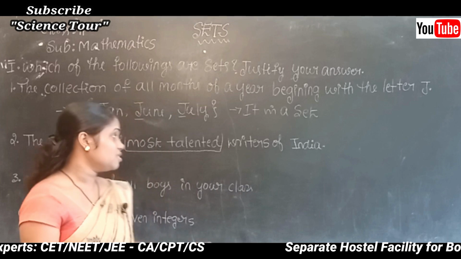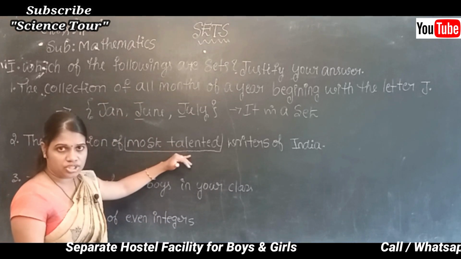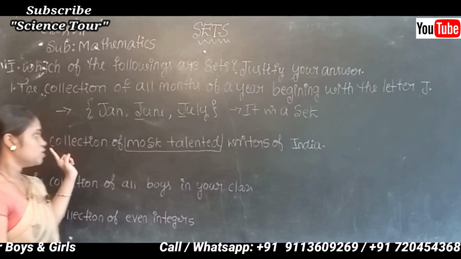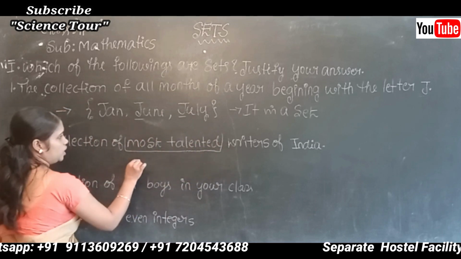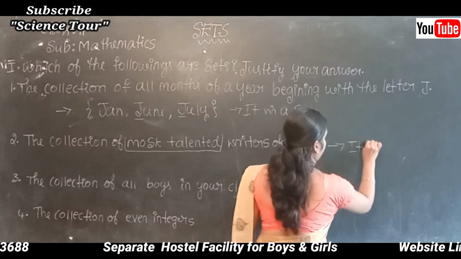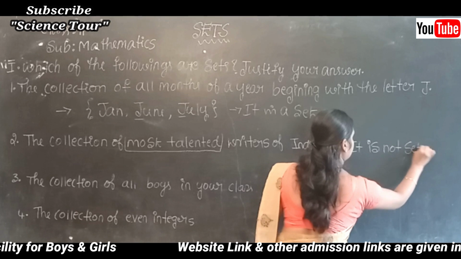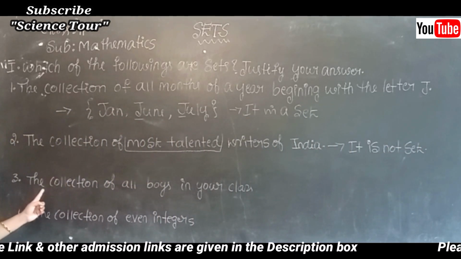Right? So again this is not a well defined collection. Since it is not a well defined collection, it is not an example for a set. Okay. So the second one is not an example for a set. It is not a set. Okay. So again I will consider the third example.